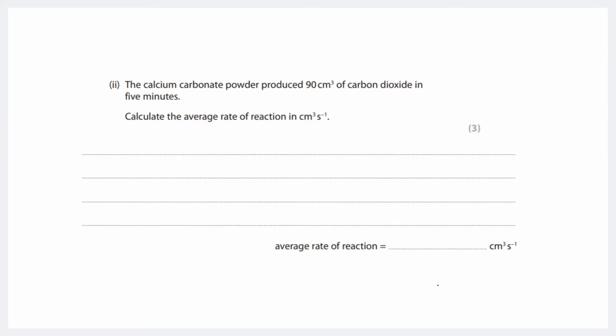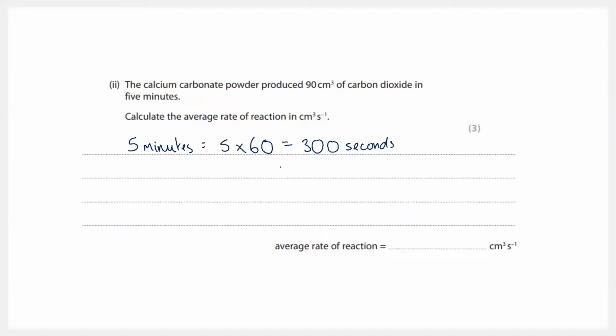Okay, 1 mark. The calcium carbonate powder produced 90 centimeters cubed of carbon dioxide in 5 minutes. Calculate the average rate of reaction in centimeters cubed per second. So it's actually not as hard as it looks. So 5 minutes, but we need it in seconds. So 5 times 60 gives us how many seconds are in 5 minutes? It's 300 seconds.